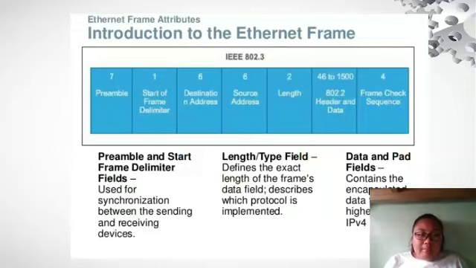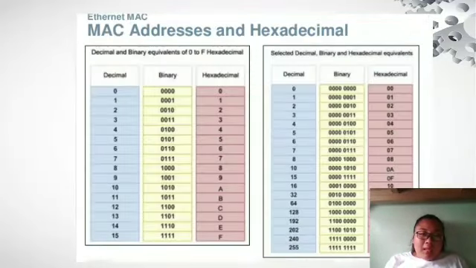Introduction to the Ethernet frame. The preamble and start frame delimiter field is used for synchronization between the sending and receiving devices. Length or type field. It defines the exact length of the frame's data field and describes which protocol is implemented. Data and pad fields contain the encapsulated data from a higher layer, an IPv4 packet. MAC address and hexadecimal. This figure shows the decimal and binary equivalence of 0 to F, the hexadecimal, and selected decimal, binary, and hexadecimal equivalents.